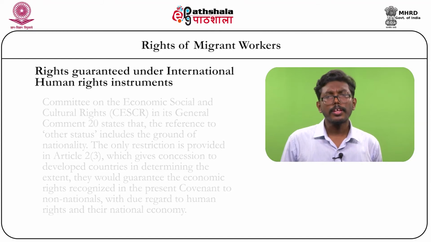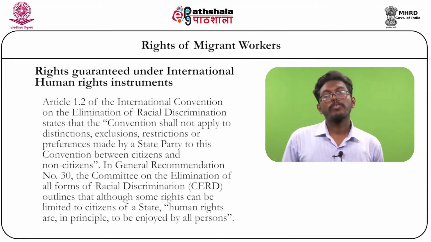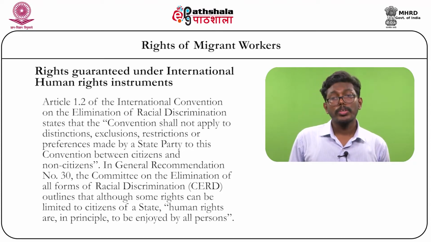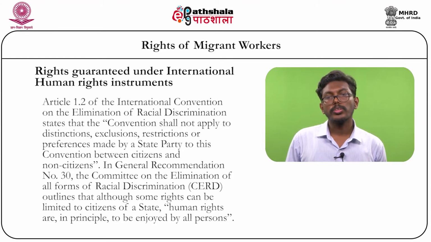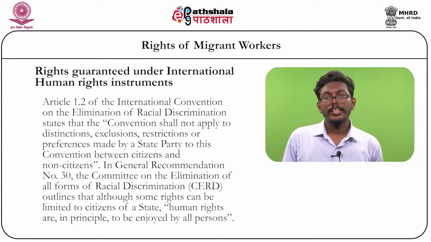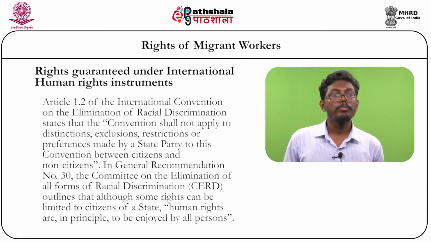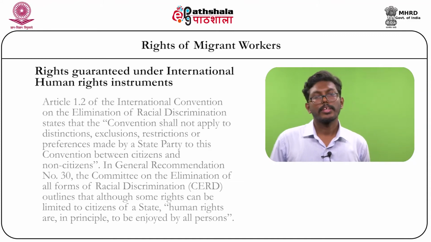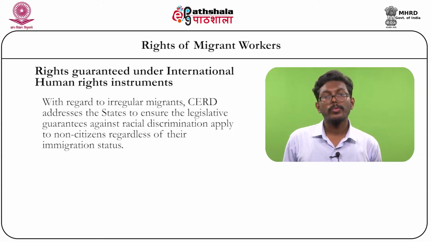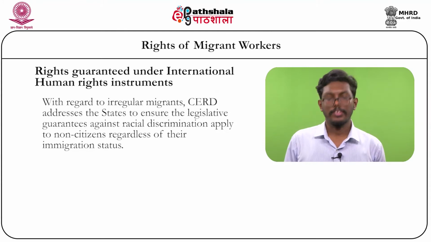Now, Article 1(2) of the International Convention on the Elimination of All Forms of Racial Discrimination states that the convention shall not apply to distinctions, exclusions, restrictions or preferences made by a state party to this convention between citizens and non-citizens. General Recommendation 30 goes on further to say that although some rights can be limited to citizens of a state, human rights are in principle to be enjoyed by all persons. With regard to irregular migrants, CERD addresses states to ensure legislative guarantees against racial discrimination. It applies to non-citizens regardless of their immigration status.